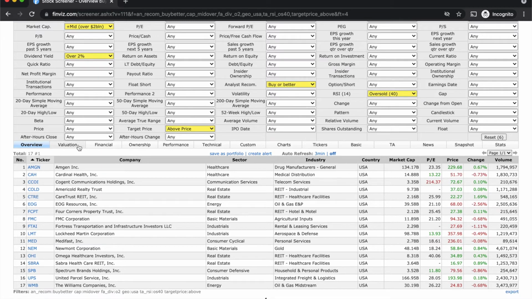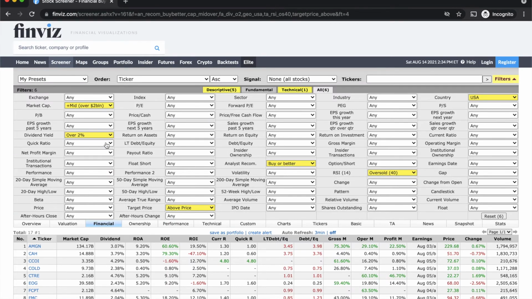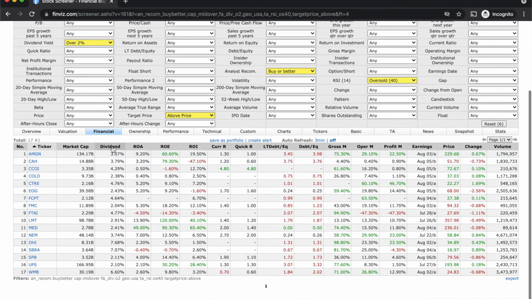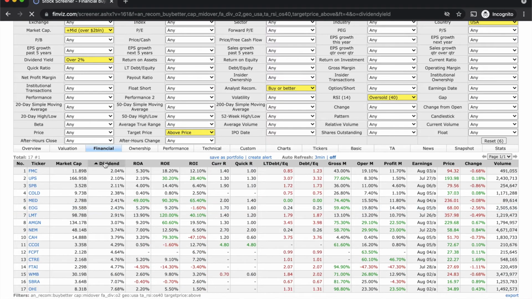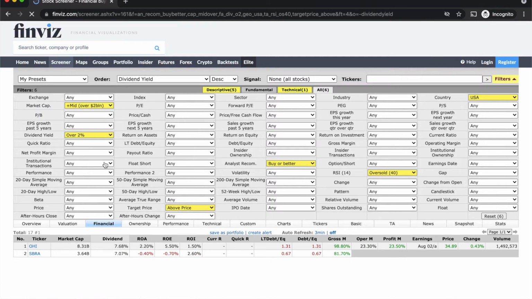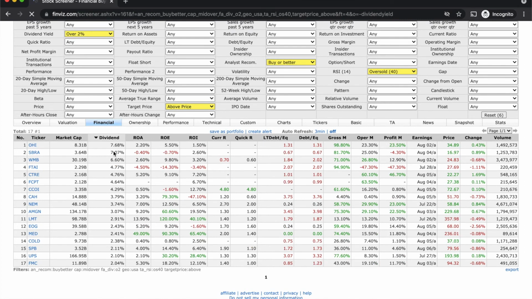Now what I can do is go to the financial tab here in the results, and you can see here that there is a column called dividend. If you click on this, you can sort the entire listing, and I'll click again because it got sorted into ascending the first time. Now it gets sorted into descending, and you can see that we have 17 stocks listed here with dividend yields ranging from 2.04% to 7.68%. So now this forms our universe.